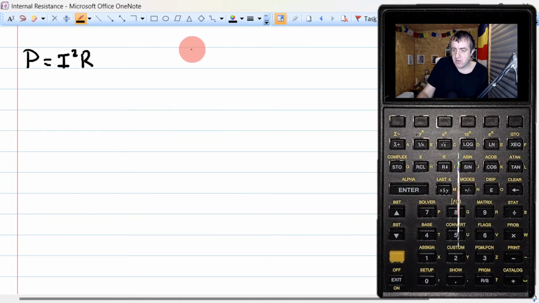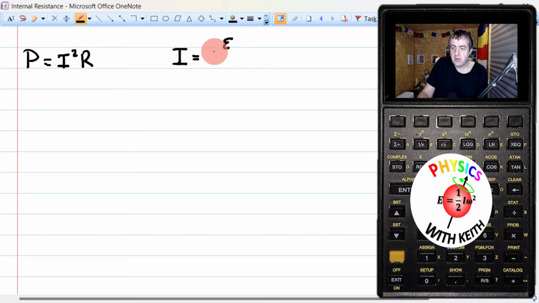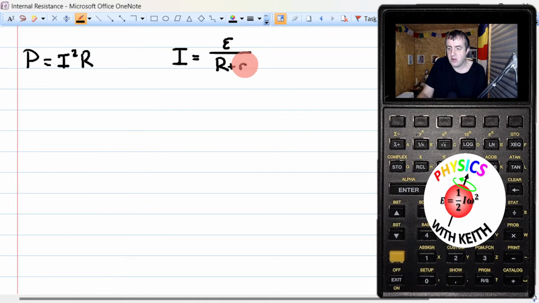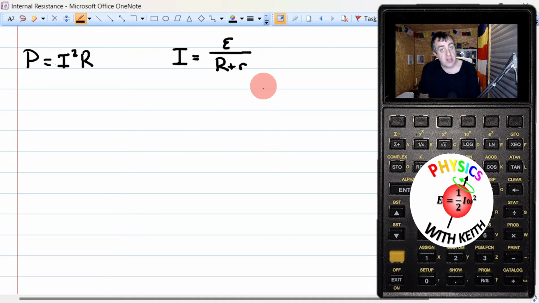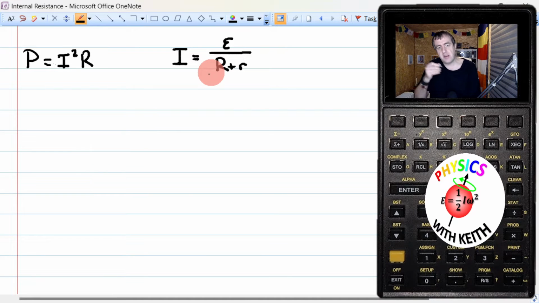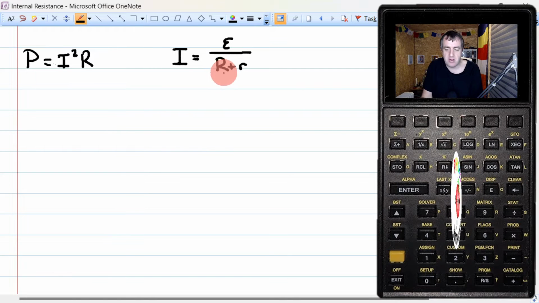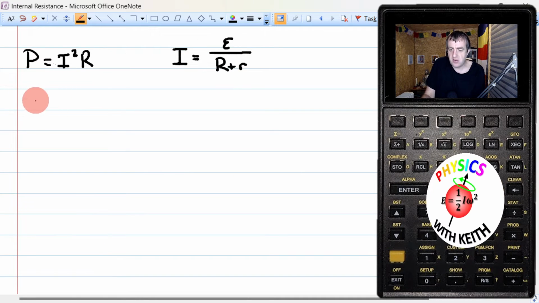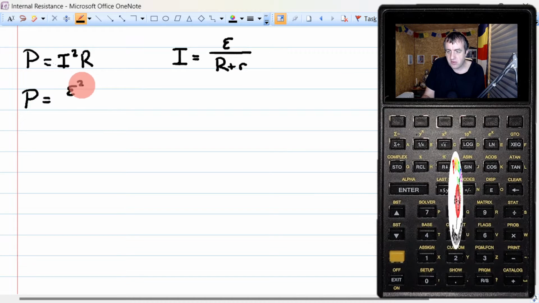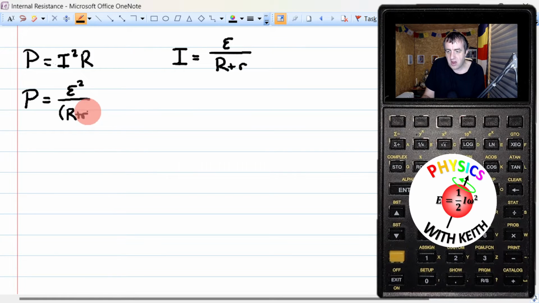And we have got an equation for I that uses two constants, epsilon, which is the EMF, and little r, which is the internal resistance. And we're going to assume neither of those changes. But the load resistor is what we're interested in. We want to see how to get the maximum power. What does the load resistor have to be equal to get the maximum power to it? So this would be the perfect equation to substitute. And if we substitute that into this equation, we end up with epsilon squared over R plus r, all squared, times R.